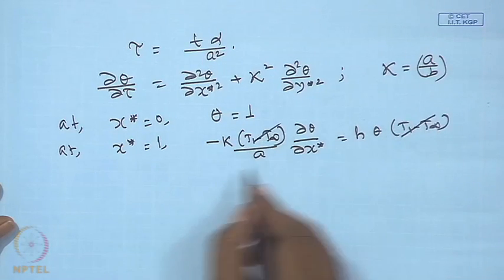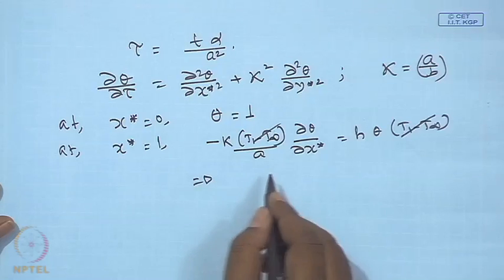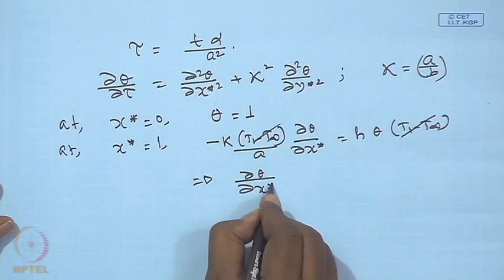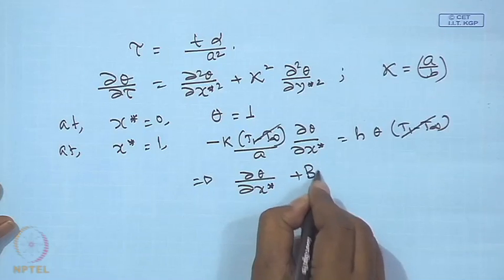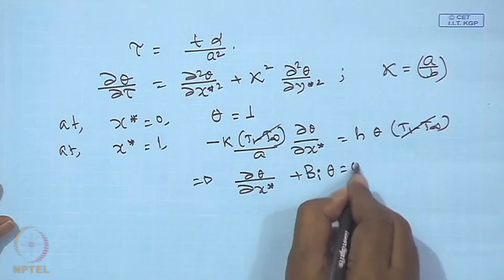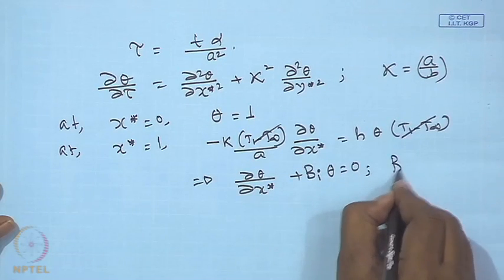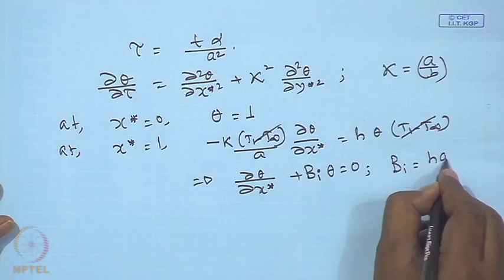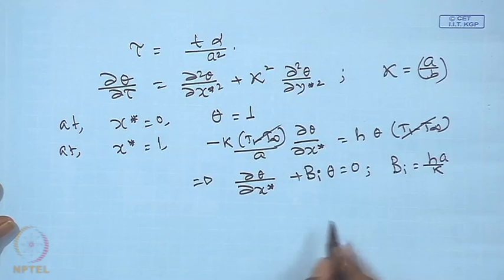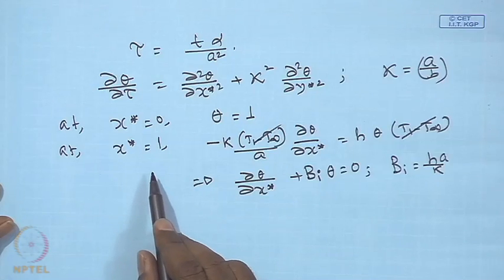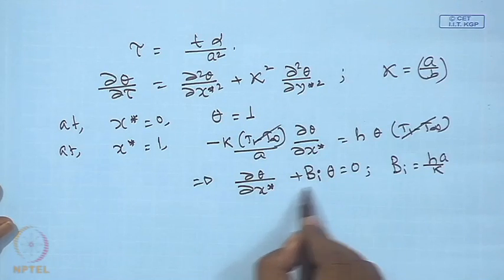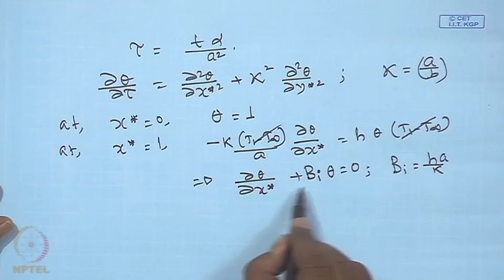So, these will be cancelling out. So, what we will be getting is del theta del x star plus Biot number times theta is equal to 0, where Biot number is equal to h a over k. So, that becomes the boundary condition at x star is equal to 1. Now, if you see, this boundary condition has become a homogeneous boundary condition.